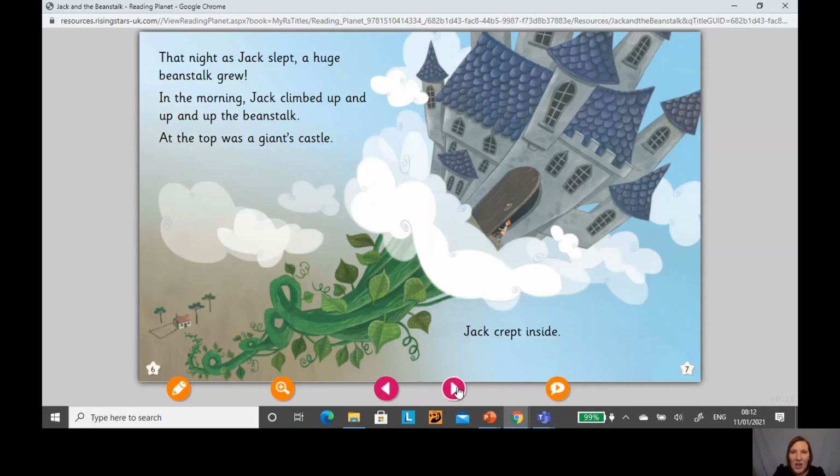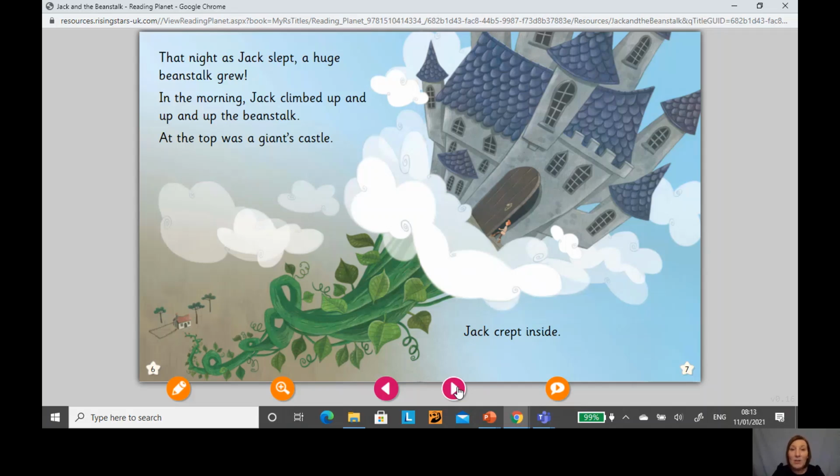That night, as Jack slept, a huge beanstalk grew. And in the morning, Jack climbed up and up and up the beanstalk. And at the top, there was a giant's castle.